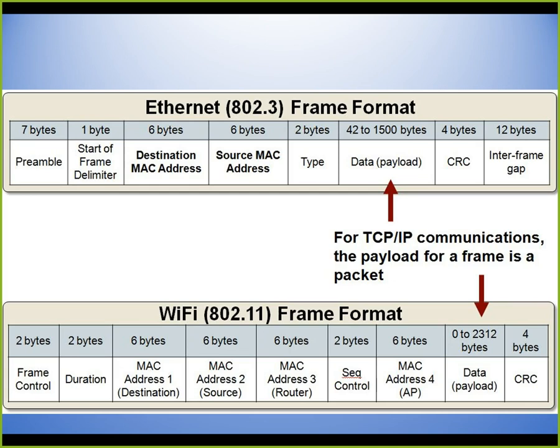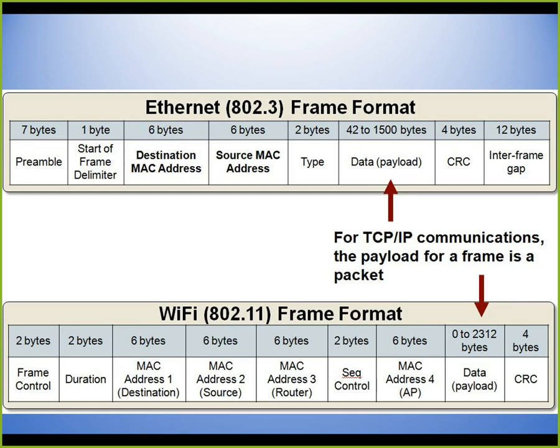And as we saw yesterday when we looked at that in Wireshark, the type is either going to be IPv4 or IPv6 here. The data payload, 42 to 1500 bytes. And then the CRC, the cyclical redundancy check, that is just to check to see if the frame was damaged en route.